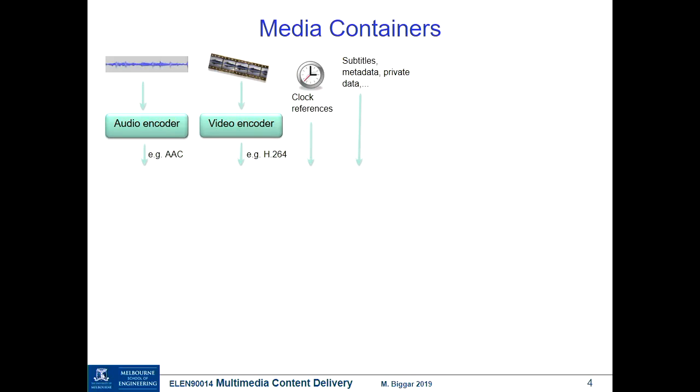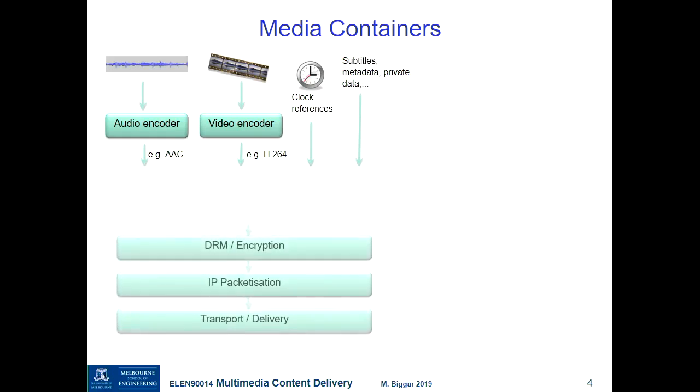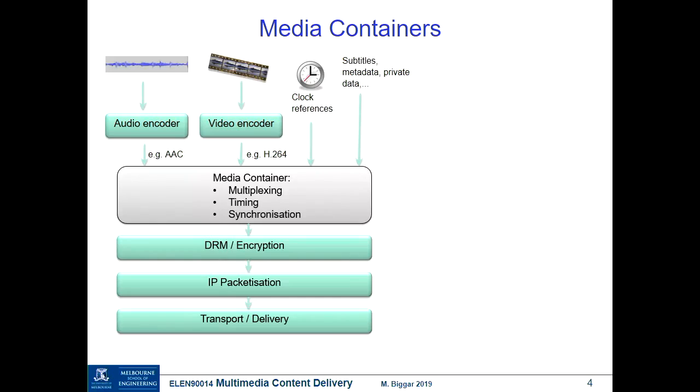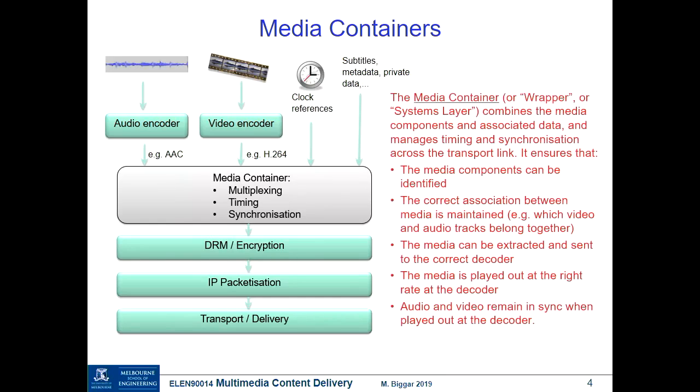So these are the structures that put together the video with associated audio, for instance, look after timing with these clock reference signals and so on, and combine the media together in some way, providing multiplexing, synchronization and timing before the data is then carried over whatever transport mechanism is relevant. So this media container layer is sometimes called a wrapper, combines the media components and manages timing and synchronization.